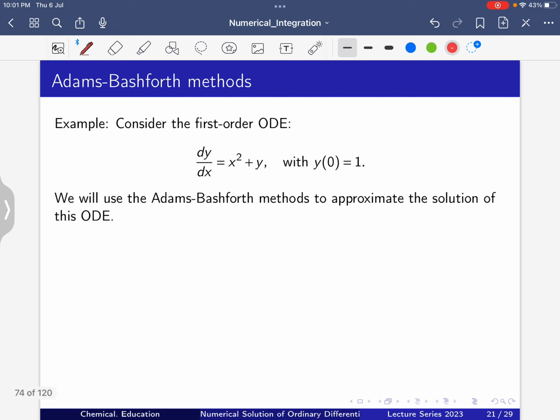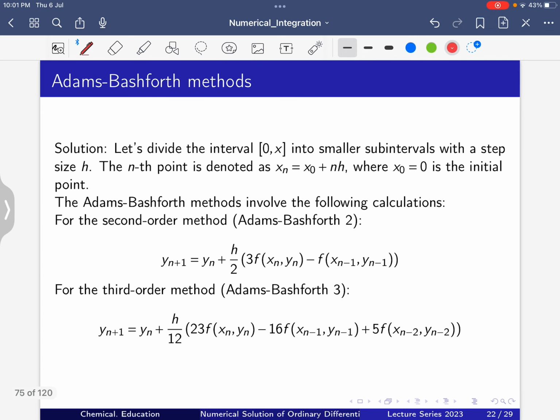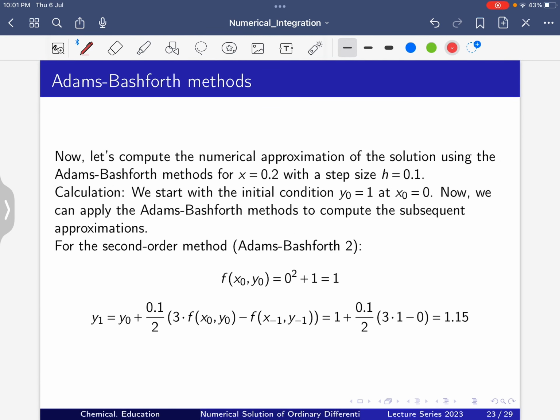Now again we can take that example: dy/dx = x^2 + y with y = 1 at x = 0. Now using the Adams-Bashforth method we can approximate the solution of this ODE. Here we are taking x = 0.1 with step size h = 0.1, that is y1 at x0 = 0.